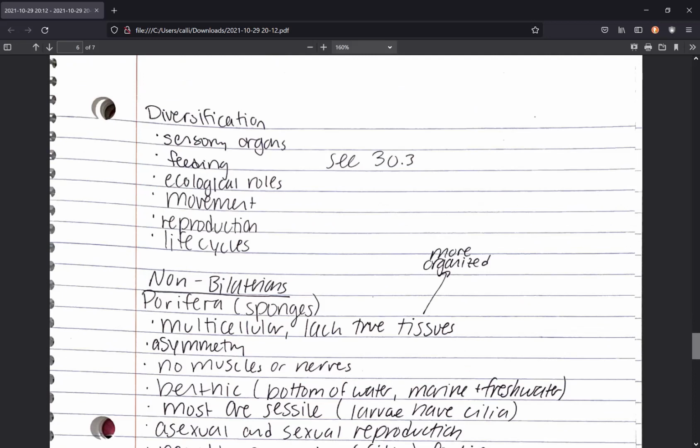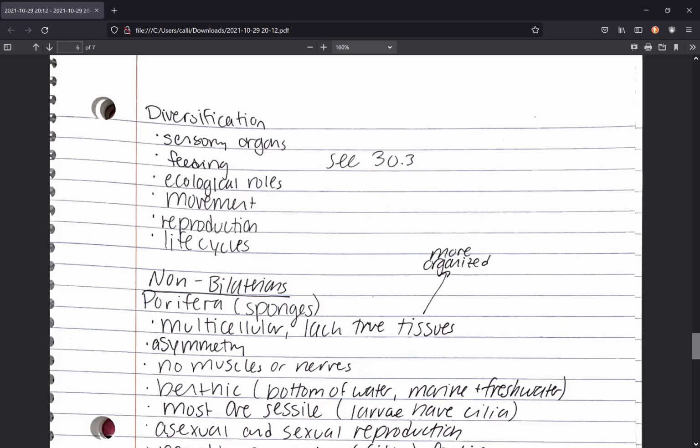So these items for diversification in class, it was kind of assumed that you are pretty familiar with them, which you should be familiar with most of them. We're just talking about the different ways that animals sense their environment, different structures that allow them to sense things. We talk about different ways that they get their food, ecological roles, movement, reproduction, and life cycles.